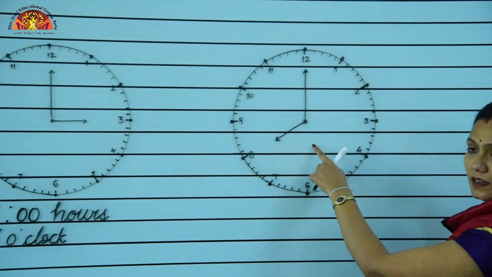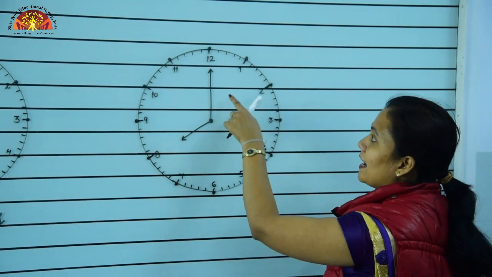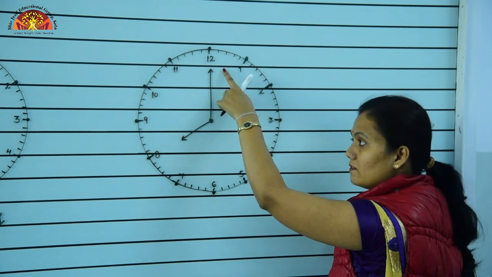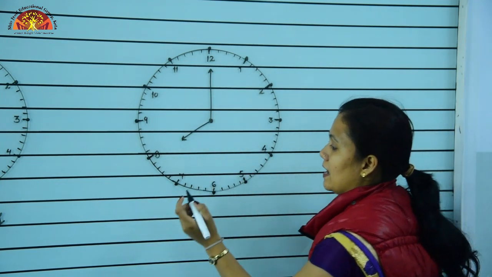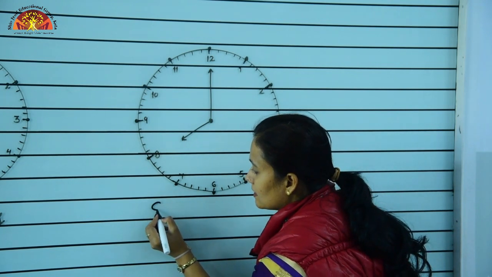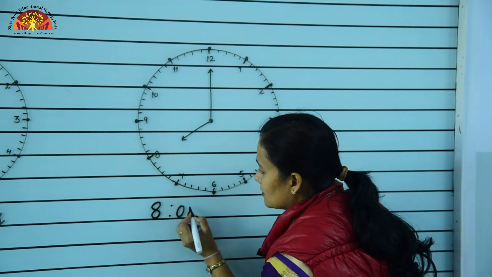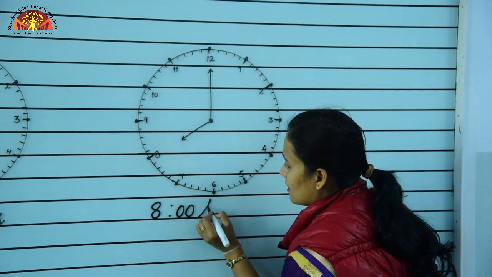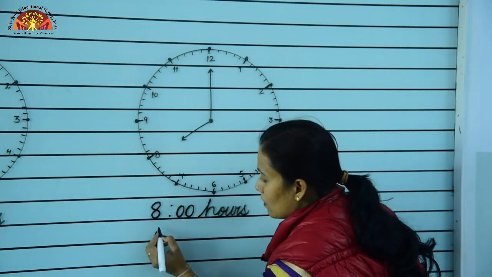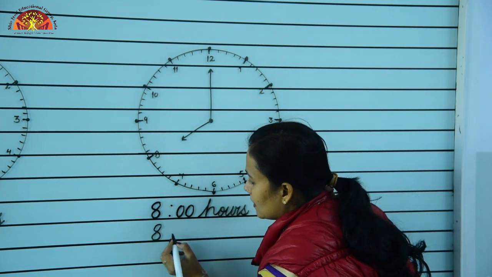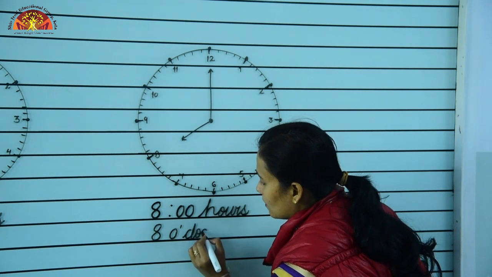Now here you can see the hour hand is at 8 and the minute hand is at 12. So the time is 8 o'clock and we can write it as 8 hours or 8 o'clock.